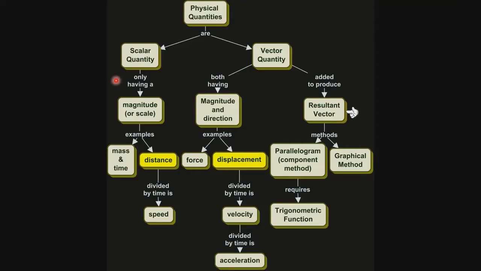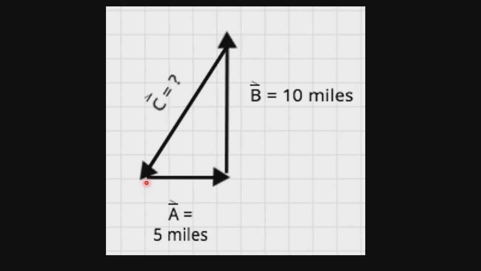By the way, vector quantities can be added to produce what we call the resultant vector. So what is a resultant vector? This is the concept of a resultant vector. We have one vector over here, and we also have another vector over here. The resultant of these two vectors is this final vector, which is this one. We will still be digging into how this can be added together.